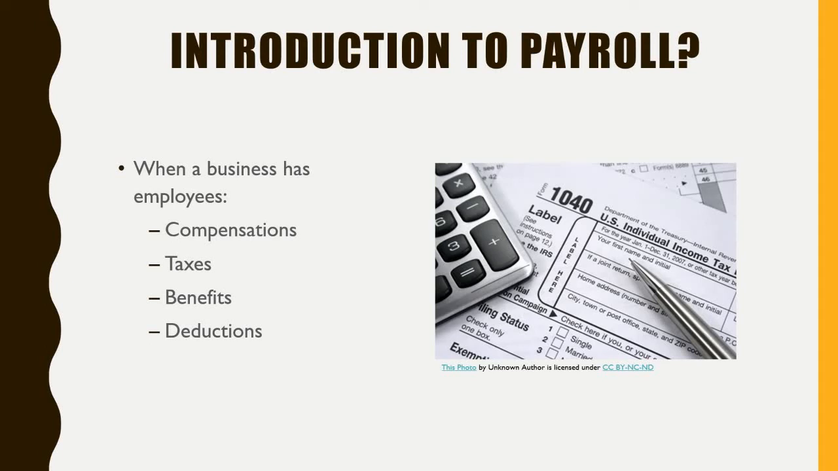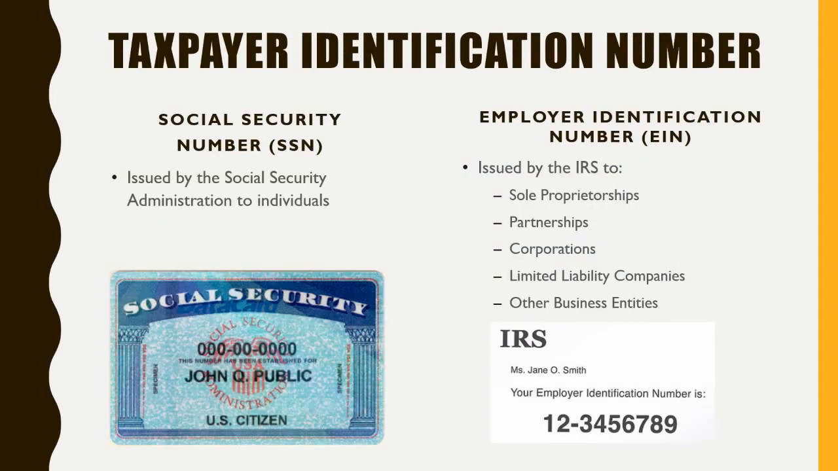Now, in this case, when we look at payroll, we are looking at having employees who work for the business, okay? And we're going to be dealing with compensations, we're going to be dealing with taxes, any benefits and deductions that are involved with having employees. Okay? So first off, before we can even begin, we must have a taxpayer identification number, okay? What is this used for?